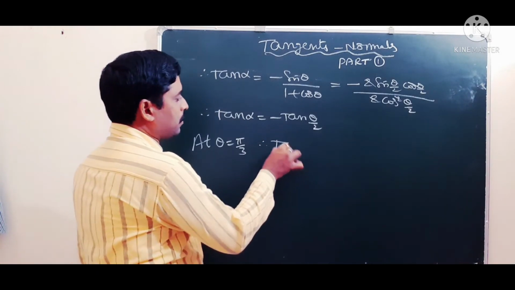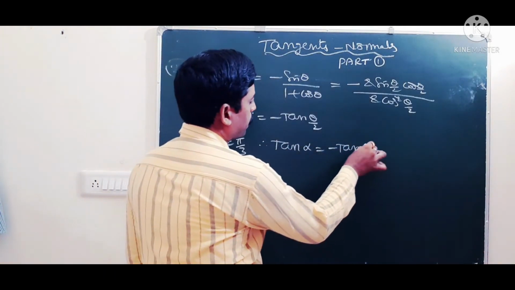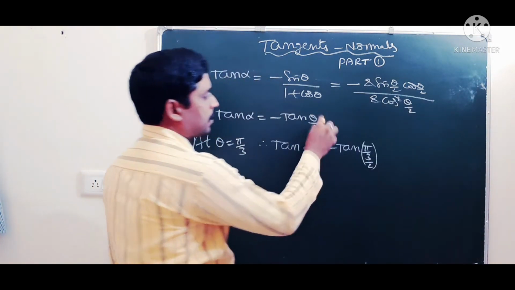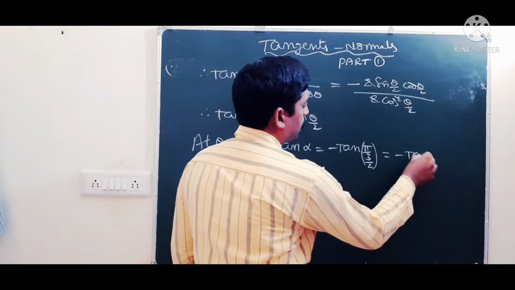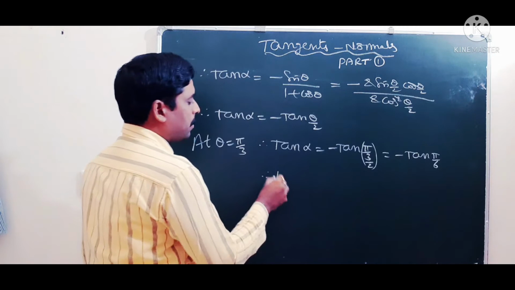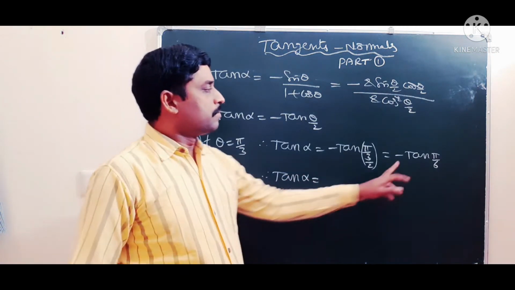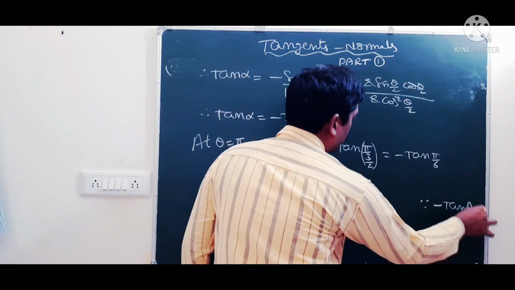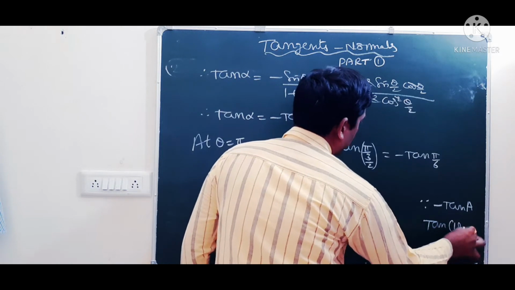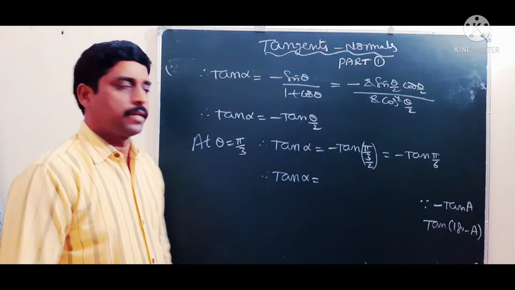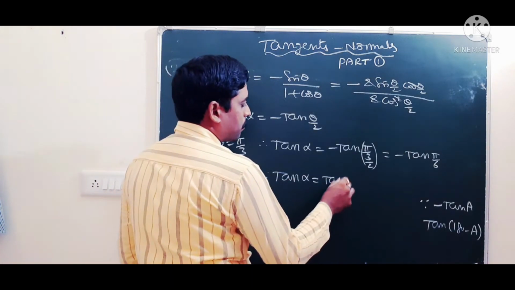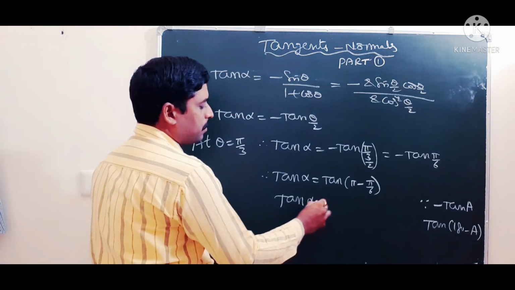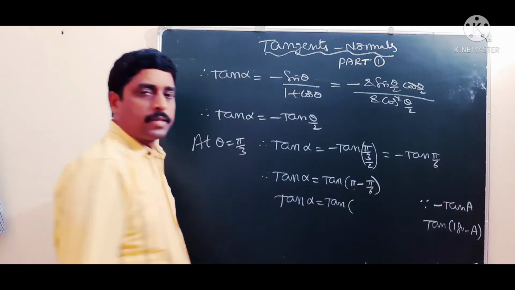So this value will be tan alpha equal to minus tan of pi by 3 by 2. This is theta by 2. So this value will be minus tan pi by 6. Okay, we have one formula: minus tan A is equal to tan of 180 minus A. So this can be written as tan of 180 minus A, A value pi by 6. So therefore tan alpha is equal to tan of pi minus pi by 6, value 5 pi by 6.